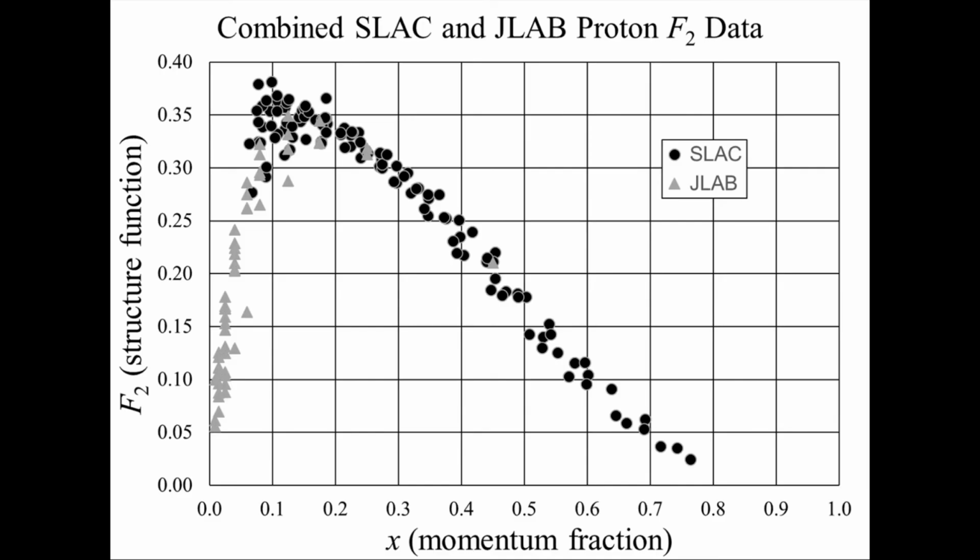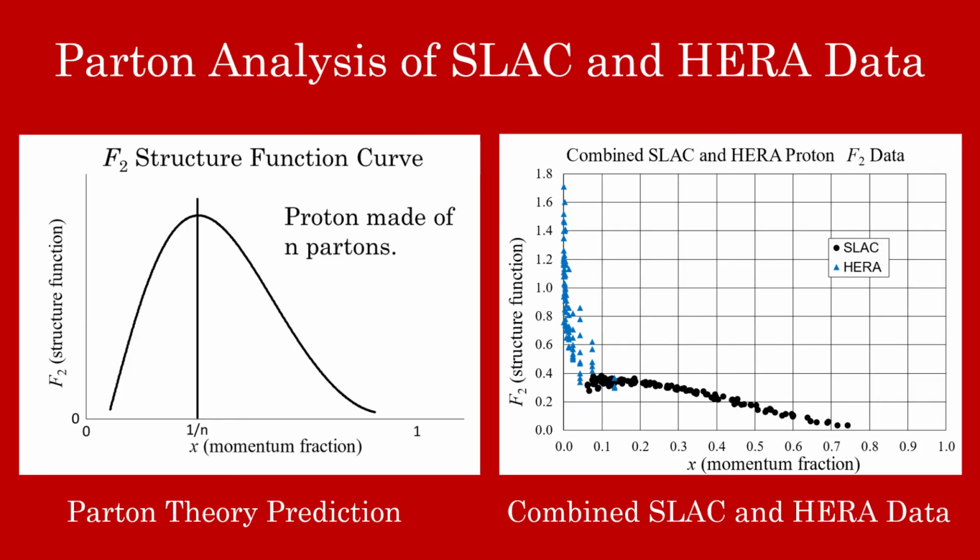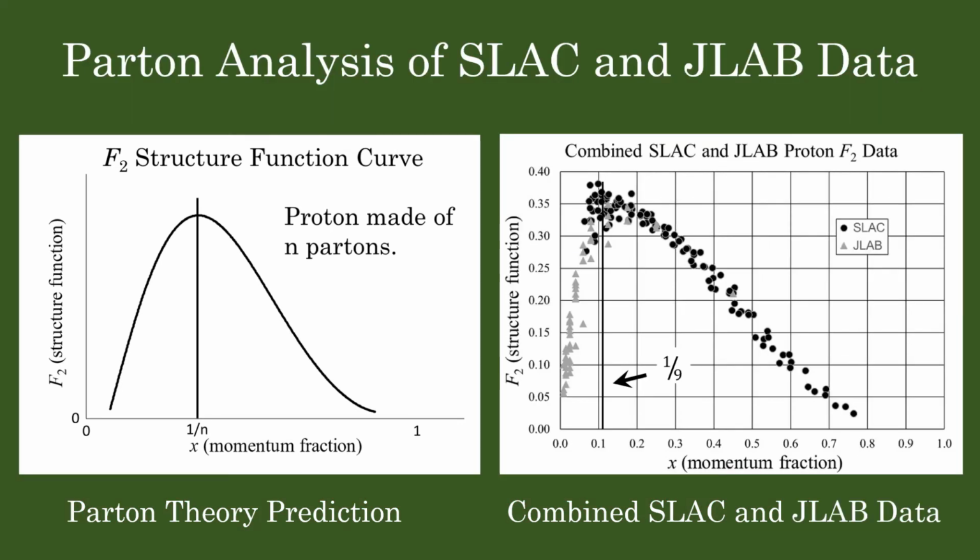When the JLab data is combined with the SLAC data, the structure function curve rises from near 0 at x equals 1, peaks at about x equals 1/9, then falls toward 0 as x approaches 0. Unlike the combination of SLAC and HERA data, the combined SLAC-JLab data behaves exactly how Parton Theory predicted a proton made of a finite number of particles would.